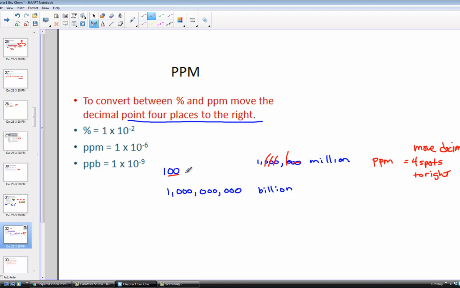But what about a billion? Again, we had 2 zeros from 100, so let's eliminate these 2 zeros. How many zeros do we have remaining? 1, 2, 3, 4, 5, 6, 7. To go from a percent to a part per billion, we're going to move the decimal 7 spots to the right to make it bigger. So these are pretty tiny numbers, aren't they? One part in a billion parts. 1e-9 would be that representative value.